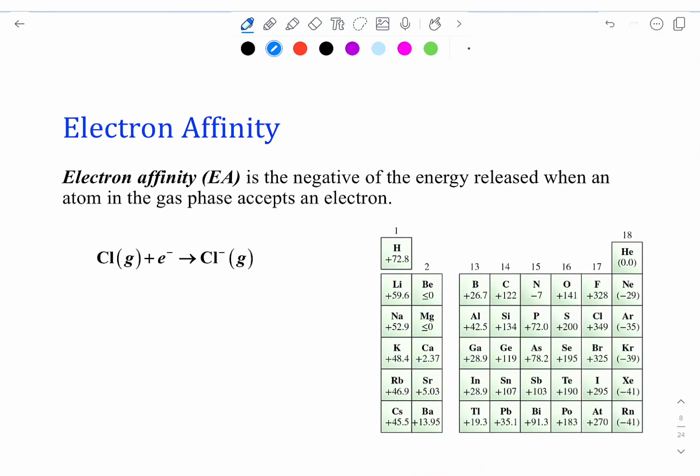Okay, now the opposite of ionization energy is the trend of electron affinity. Electron affinity is the negative of the energy released when an atom in the gas phase accepts an electron. So we're now bringing in an electron instead of taking the electron out. So instead of removing the electron, we're adding the electron in. It's essentially how much the atom wants an electron.